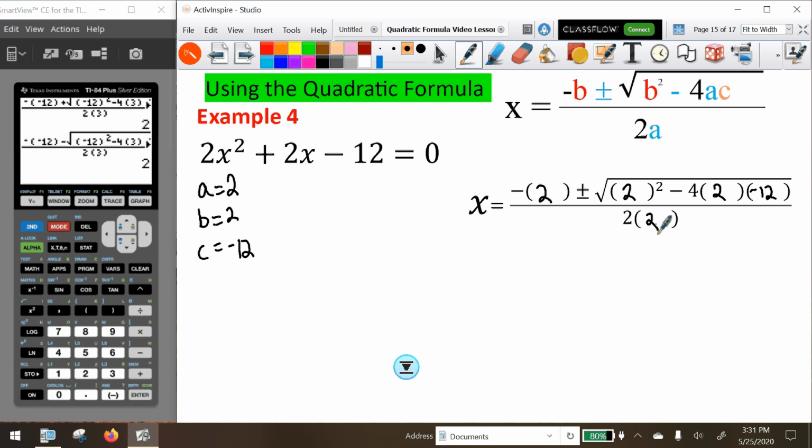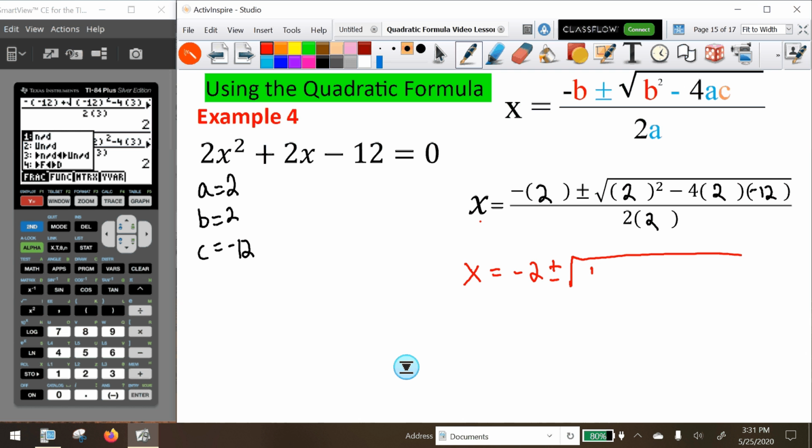So we could type it in our calculator, or if you want, you could do them by hand. I'll show you one where we do it by hand. x equals -2 plus or minus the square root of 2 squared, which is 4, minus 4 times 2 times -12. 4 times 2 is 8. 8 times 12 is 96. So we have 8 times -12 is -96.